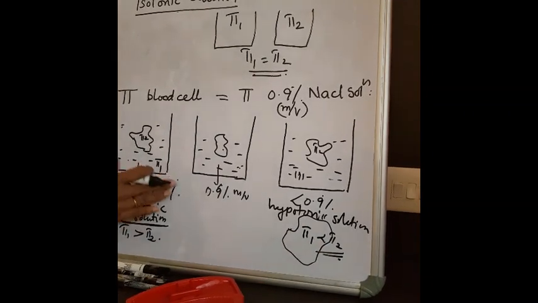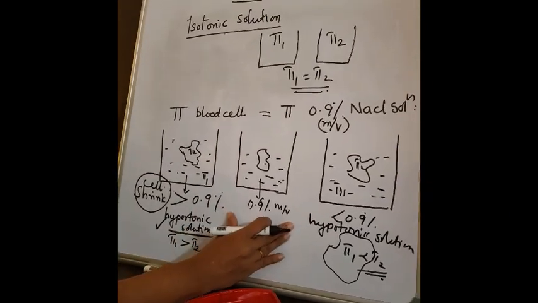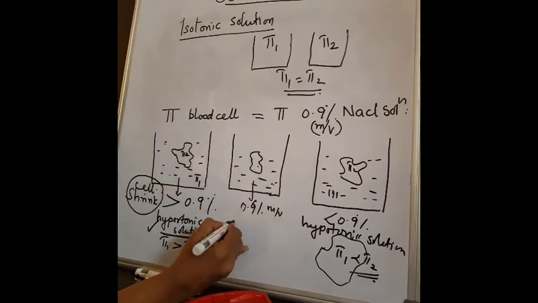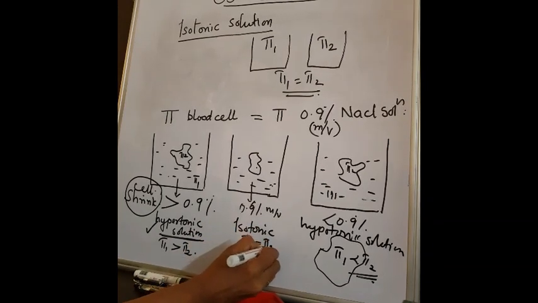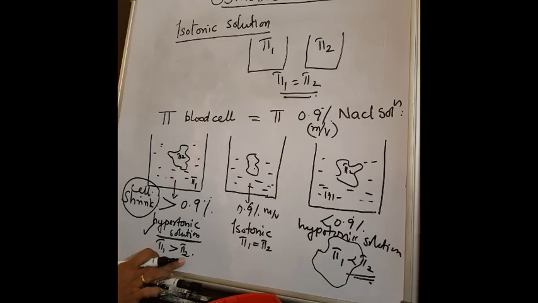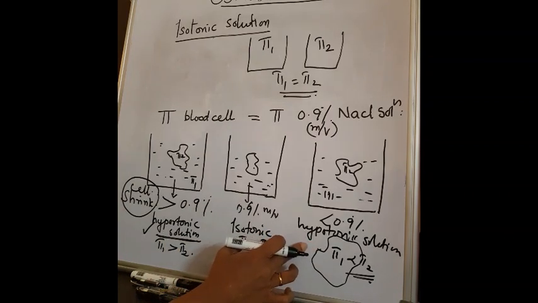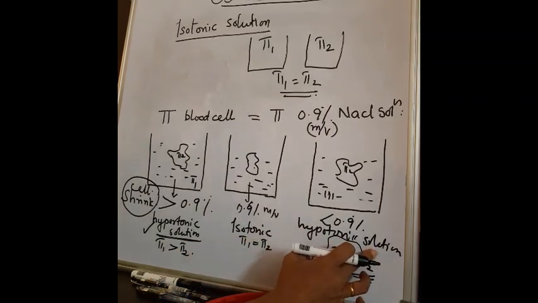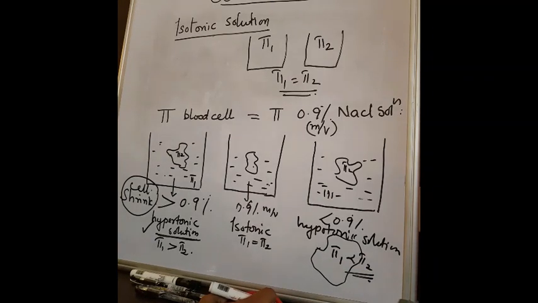So, these are the three cases regarding the osmotic pressure. Here it is an isotonic solution, correct? Isotonic solution means pi 1 is equal to pi 2. Here it is a hypertonic solution, that is pi 1 is greater than pi 2, where the cell shrinks. Here the cell will bulge out, that is called a hypotonic solution, that is pi 1 is less than pi 2. You got it?